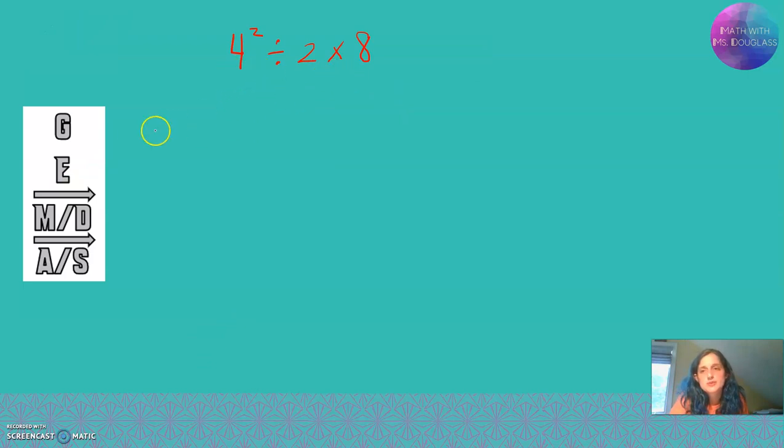Do we have grouping symbols? No, that's okay. Do we have exponents? Yes. So when I solve an exponent, I'm just going to write it out underneath this. 4 to the power of 2 means 4 times 4, 2 times. And I'm actually going to solve it right now. 4 times 4 is 16. And then I'll rewrite the whole rest of the problem.